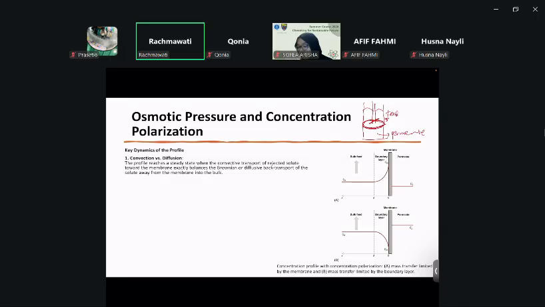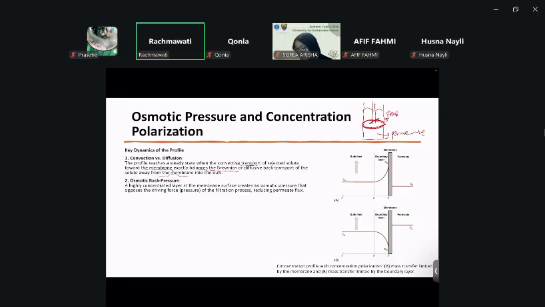So you can imagine that you have a convection, which might be the driving force of the movement of the water from the feed to the permeate. But then you also have a diffusion, right? Diffusion probably is there because of the difference in concentration. So in this case, the profile will reach a steady state when the convection transport of the rejected solute toward the membrane exactly balances the Brownian or diffusive back transport of the solute away from the membrane into the bulk. Yeah, so that is the convection versus diffusion.